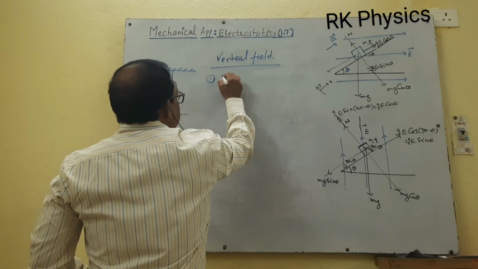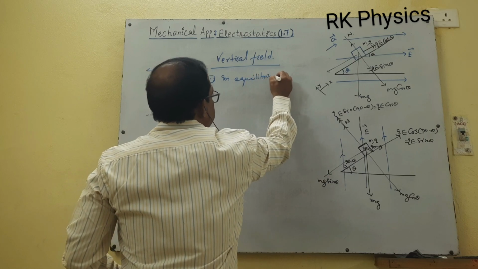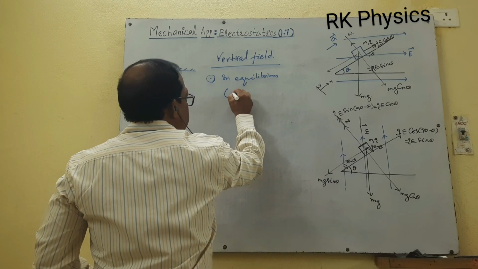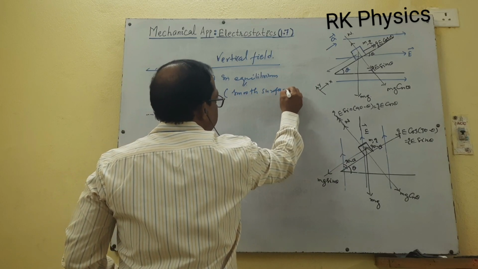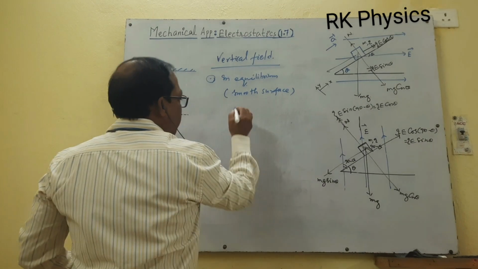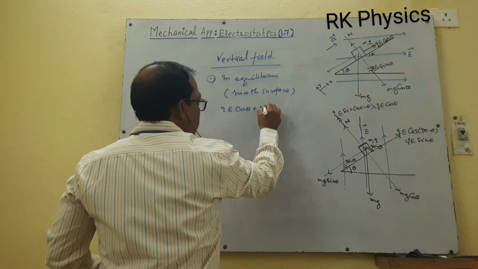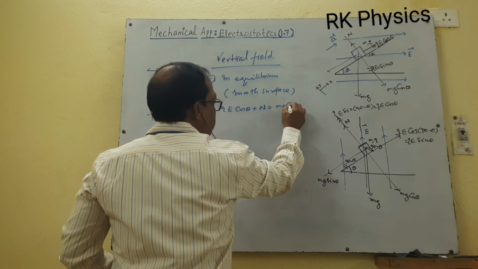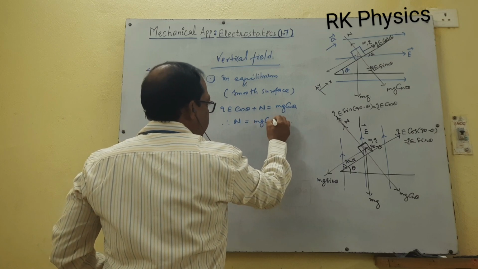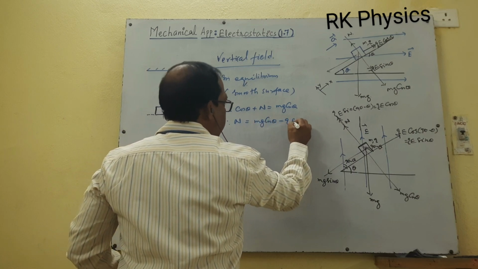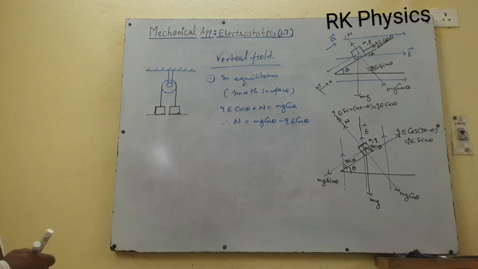Now first, in equilibrium. In equilibrium, I am taking the surface as a smooth surface. In equilibrium, first you take QE cos theta plus normal reaction equals mg cos theta. So therefore N equals mg cos theta minus QE cos theta. This is the first equation.